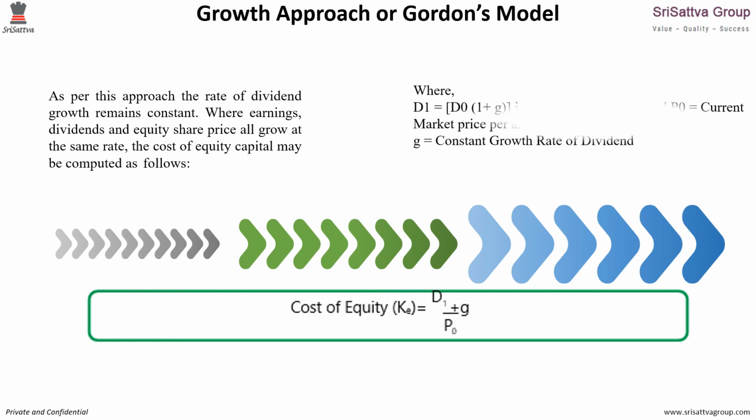Where D1 is equal to D0 (1 plus g), i.e. the next expected dividend, P0 is equal to current market price per share, and g is equal to constant growth rate of dividend.